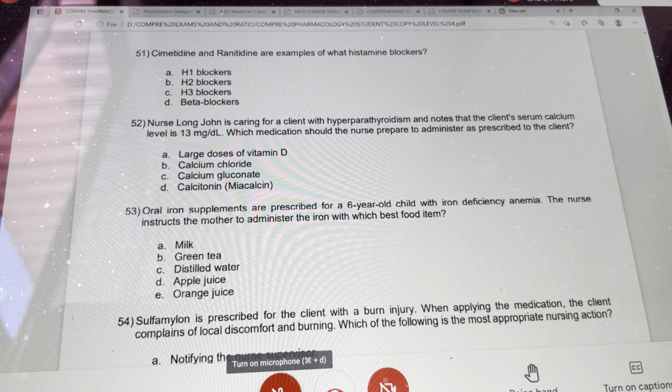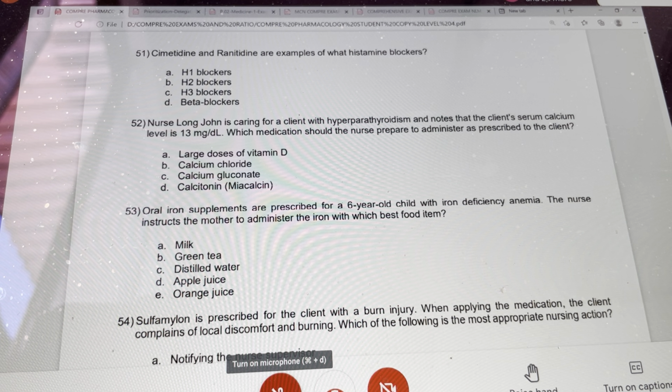Next, number 52. Nurse Long John is caring for a client with hyperparathyroidism and notes that the client's serum calcium level is 13 milligrams per DL. Which medication should the nurse prepare to administer as prescribed? So 13 milligrams per DL ang kanyang serum calcium levels. Mataas, mababa? Mataas. Okay, mataas masyado yung ating 13 milligrams per DL. So what is the medication of choice? It's your calcitonin. Very good. Calcitonin. Alam kong na-encounter nyo to sa MS.